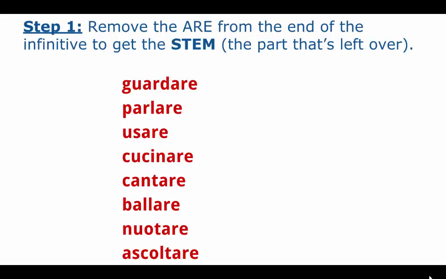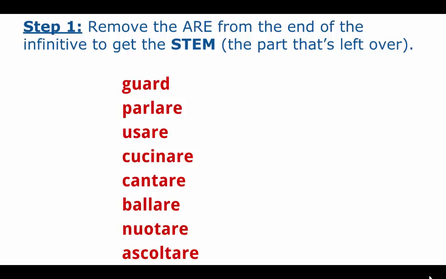The first step is to remove the ARE from the end of the infinitive to get the stem. So guardare is our infinitive, so what we will do is take off the ARE from the end in order to get our stem, which is guard. So the stem is the part that's left over. Let's take a look at the other examples.